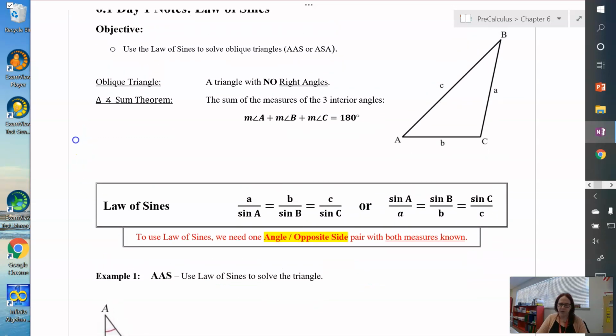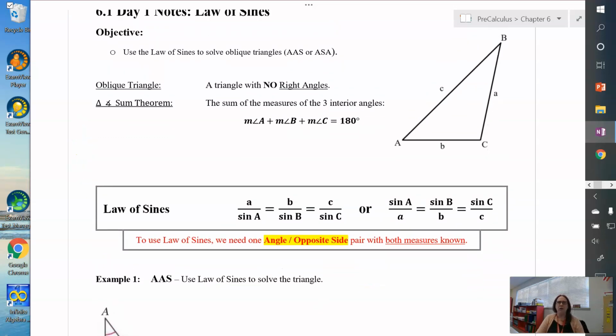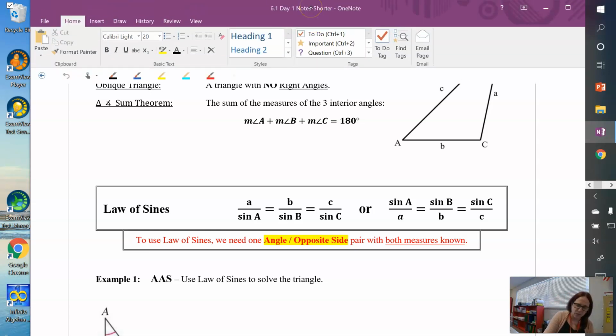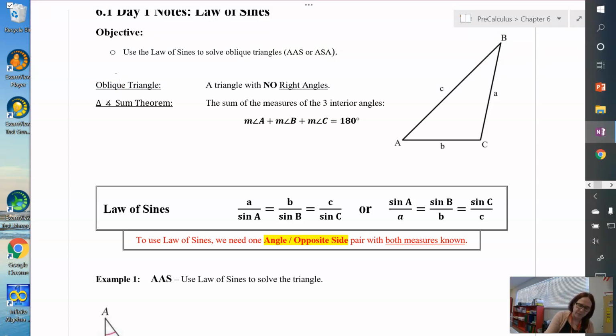So first of all, the triangles we're going to solve today are called oblique, and that means that they don't have any right angles. So if you look at our picture here, there are no right angles in this triangle. And we're also going to use the Triangle Sum Theorem, which you may remember from geometry, that says that all three angles in a triangle add up to 180 degrees.